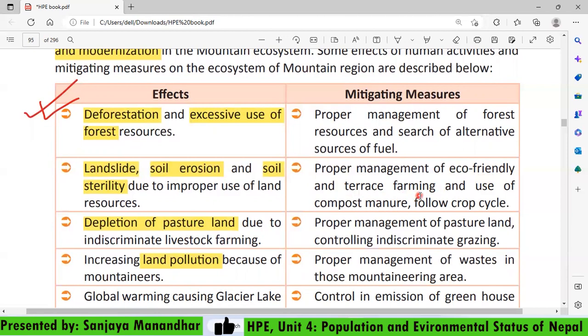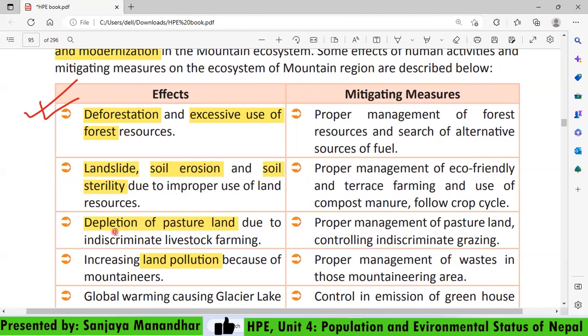Terrace farming means making the field like terraces, step farming, you can say. And use of compost manure and following the crop cycle. Using compost manure instead of chemical fertilizers. And similarly, following the crop cycle, meaning the cycle of the crops. Producing different types of crops in different years, because of which the fertility of soil will remain the same. This year, if we grow one type of crop, another year another crop should be grown. So this is called crop cycle.